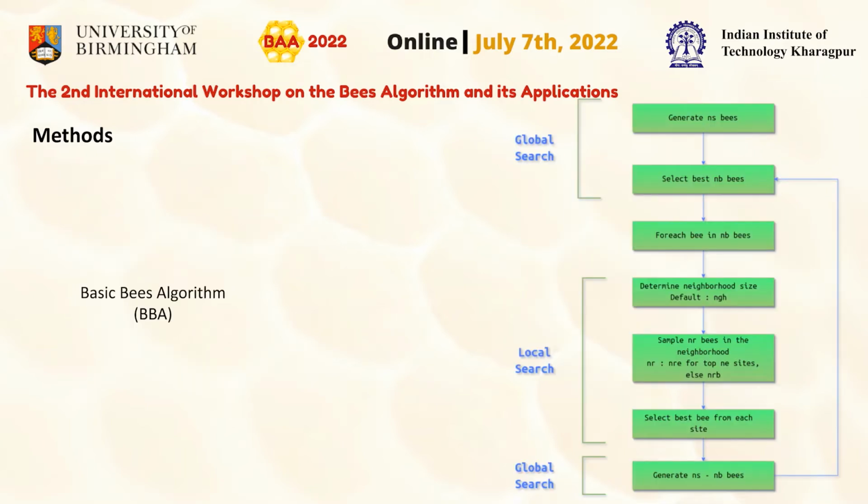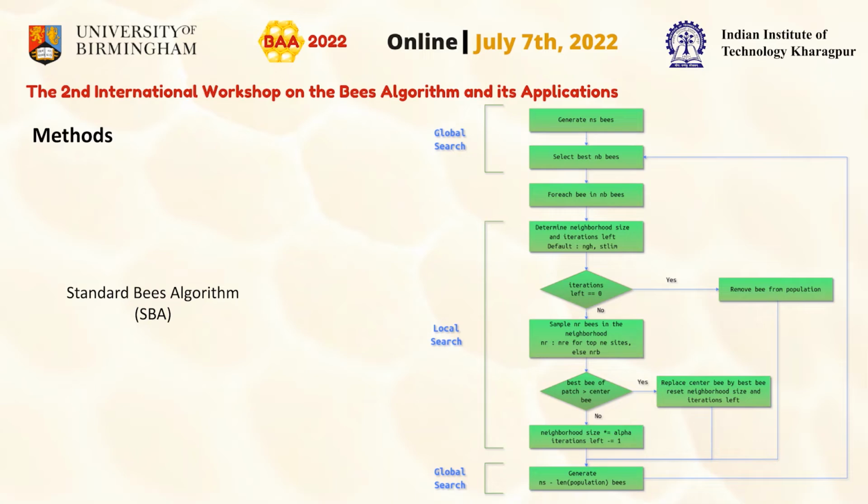Coming to the algorithms, the basic Bees algorithm involves the following steps: generating NS scout bees, and selecting NB best bees or sites from the population. For each bee in the best NB bees, sample forager bees in the neighborhood. In each neighborhood, the best bee sample becomes the center of the patch. More scout bees are generated. These processes are repeated and the solutions keep getting better.